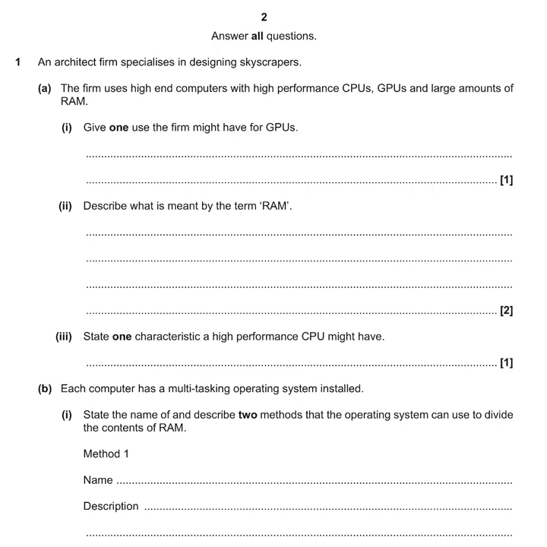So an architect firm specializes in designing skyscrapers. The firm uses high-end computers with high-performance CPUs, GPUs, and large amounts of RAM. Give one use the firm might have for GPUs. So you don't want to just define a GPU. We need to talk about it. They're designing skyscrapers, they're architects, and obviously it's good to know a little bit about different areas of business, which hopefully some of your background knowledge will be able to help you with.